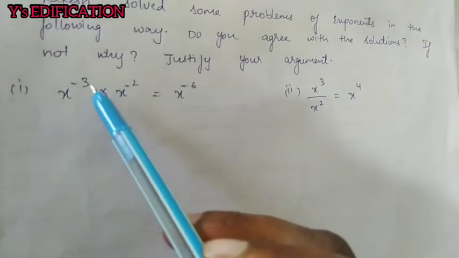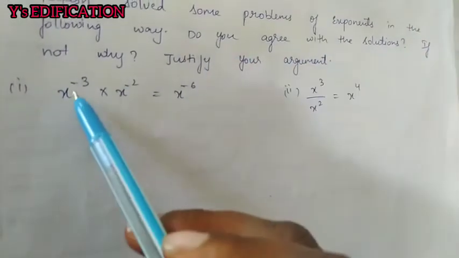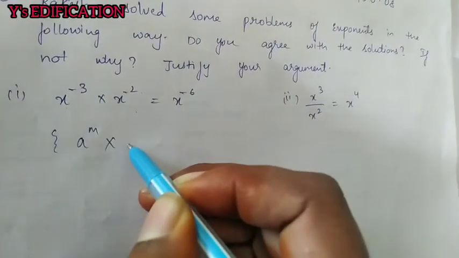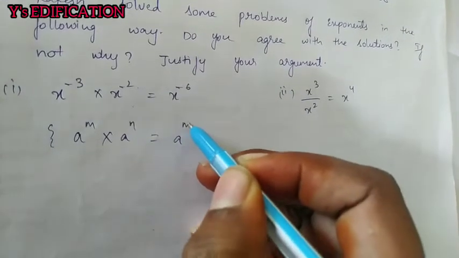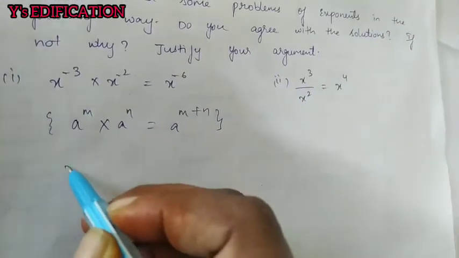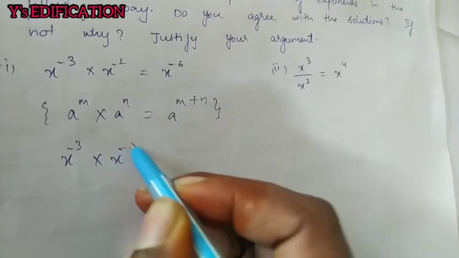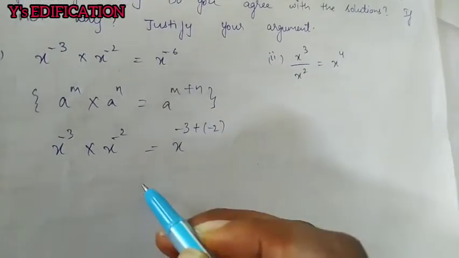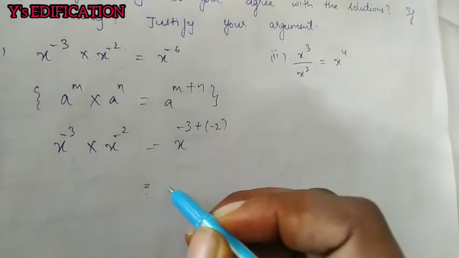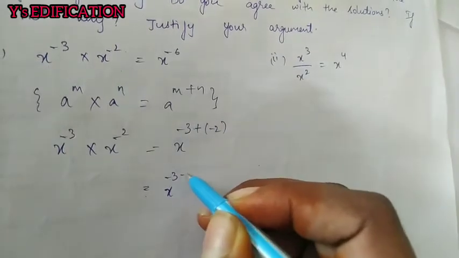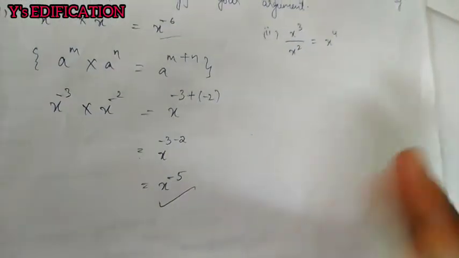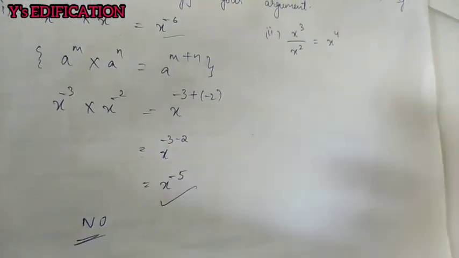Okay. First one, x power minus 3 into x power minus 2 is equal to x power minus 6. Here we have the same base and the powers are different. So we can use the formula a power m into a power n. What is a power m into a power n formula? A power m plus n. So x power minus 3 into x power minus 2 will become x power of minus 3 plus of minus 2. So what will it become? Minus 3 plus minus 2 is minus 5. So it will become x power of minus 5. But the answer is minus 6. So this is a wrong answer and this is the correct one. So do you agree? No, we are not agreeing.